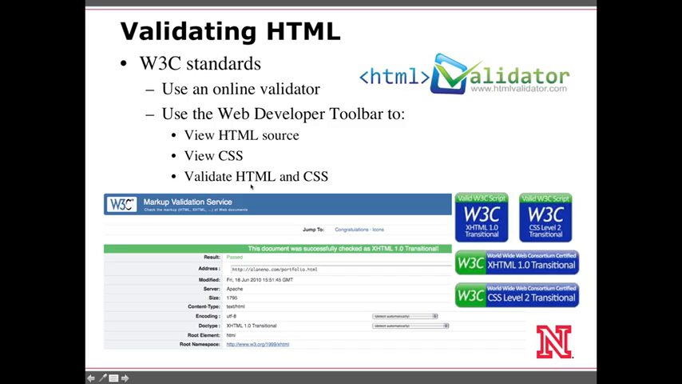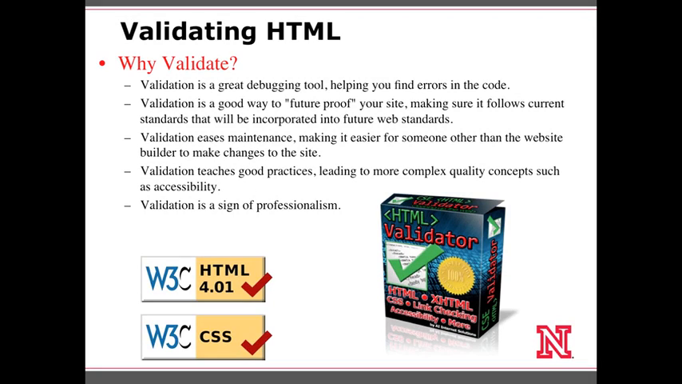So why validate? What's the point? Well, like I said once before, it's a great debugging tool. It helps you find your HTML errors and your CSS errors because it tells you what line they're on. It tells you the syntax around them. It tells you where to find those errors. It's a good way to future-proof your site. As future standards are developed, the current standards will be incorporated into those future standards. And so if you write to the standards now, your standards will be kept for future versions of HTML and CSS.